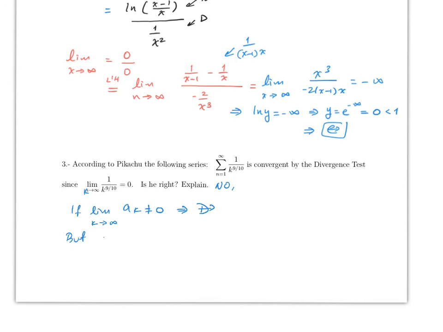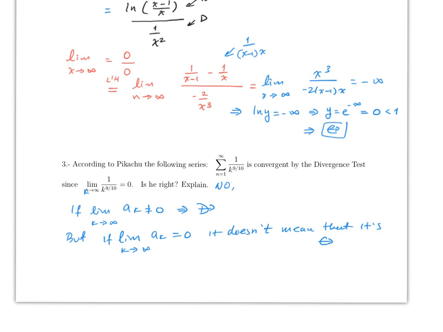But if the limit as k goes to infinity of a_k is equal to 0, it doesn't mean that it is convergent. You still need to check, and that's what I mentioned in this case. So here the limit was 0, so that doesn't mean anything yet. You still have to check. And if we use the ratio test, which is the easiest one in this particular case, the limit is 0, which is less than 1, so that's why this will be convergent.